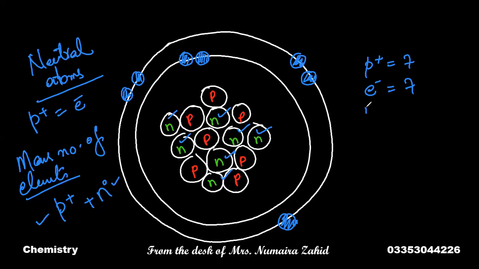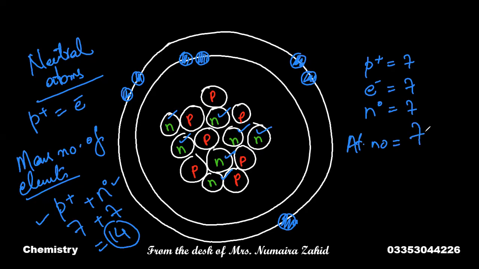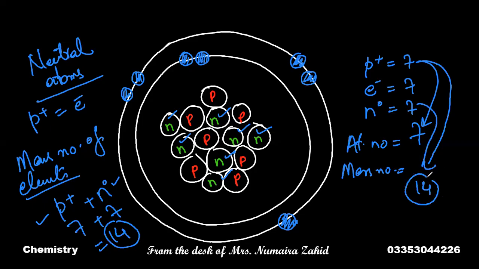If there are 7 neutrons and 7 protons, then we can add these together to find out the mass number. So what is the mass number of this atom? The mass number is 14. What is the atomic number of this atom? The atomic number or the charge number of this atom is 7 because there are 7 protons. And the mass number is the number of protons plus the number of neutrons, which is 14.